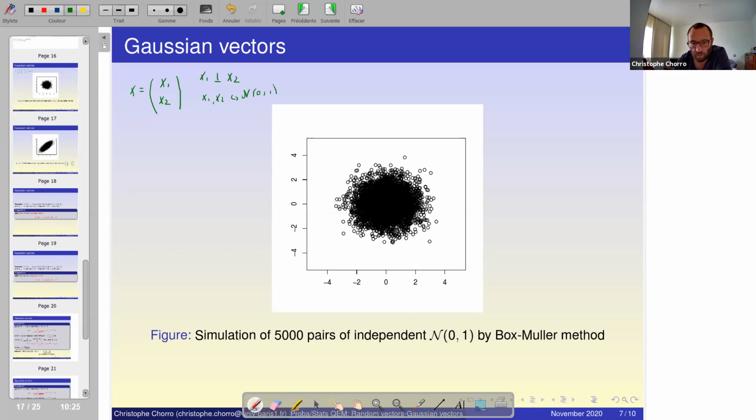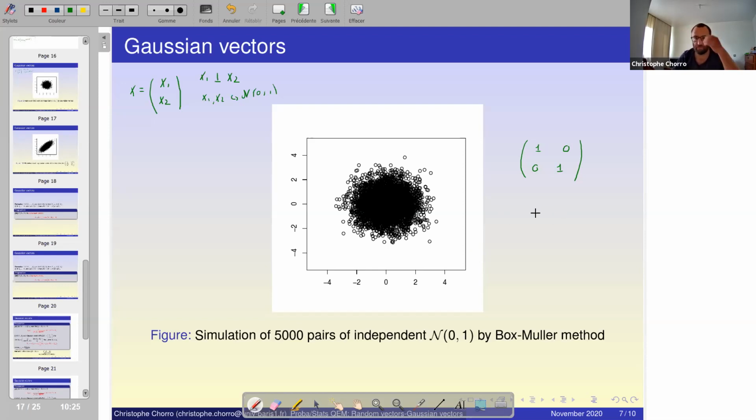So just a remark concerning the geometrical aspect of this one. As you see, it's like a circle, let's say, a kind of circle. If I have a look at my variance covariance matrix here, what is the variance covariance matrix in this situation? I have independence, so the covariance is 0, okay, but the variance of each of them is equal to 1, okay?